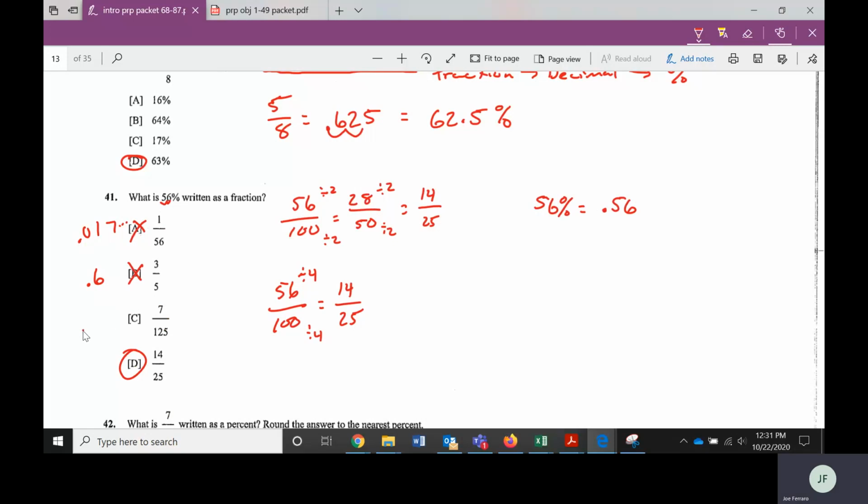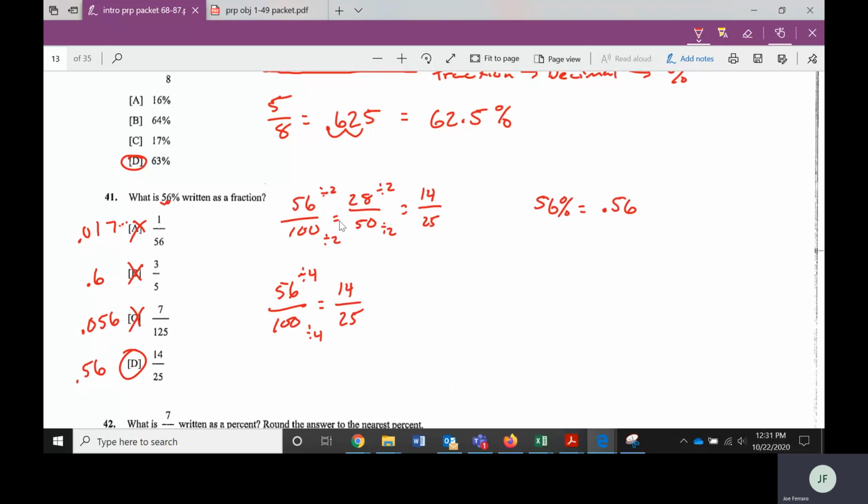Now be careful. This is 0.056. Looks similar, but it's not the same. There's that extra 0 there. This is out. 14 divided by 25 is 0.56. So that's the right answer.